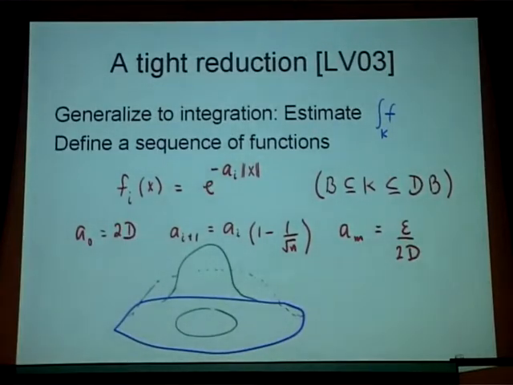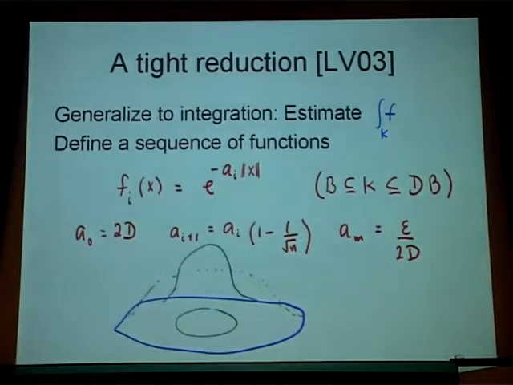to integration, so let's compute the volume in a slightly different way. Rather than a sequence of convex bodies, let's use a sequence of functions. Okay, and we'll compute their integrals. The functions will all have exactly this form: e to the minus a_i, a number for the ith function, times the length of x. So they're spherically symmetric functions.